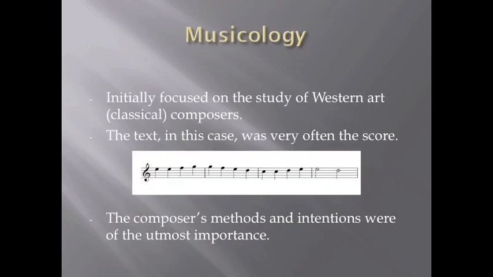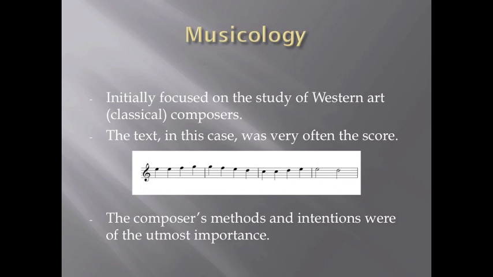So musicology initially focused on the study of Western art or classical composers. Now, Western art is a better term, as classical, as many of you know, is a term that's assigned to a particular period in Western art music. So I think as a whole, it's better to address classical music as Western art music, because of course there are other art musics, such as Indian art music. So we'll go with Western art music for what many have perhaps previously defined as classical.